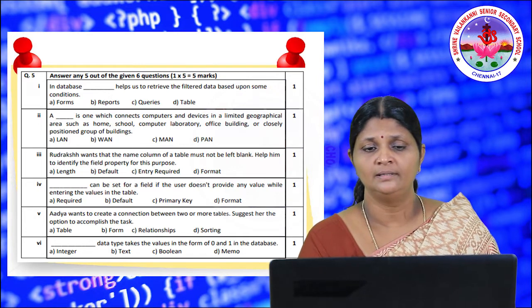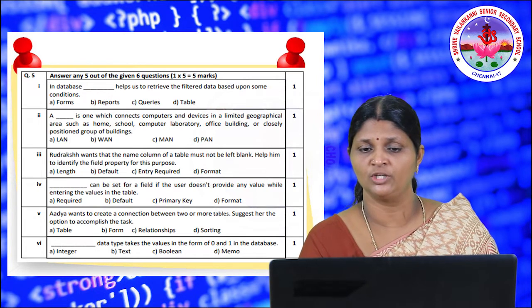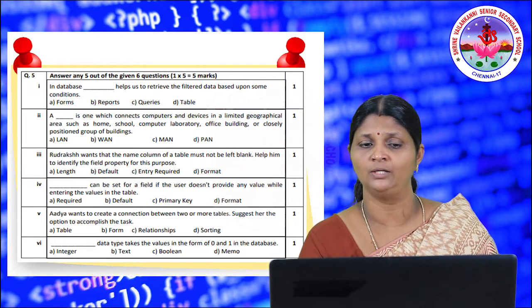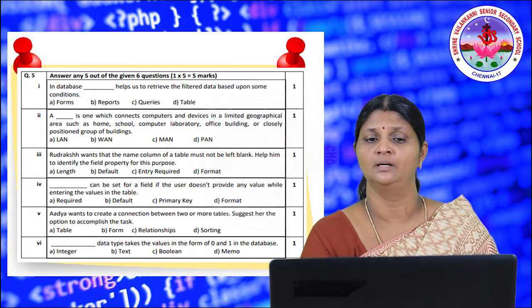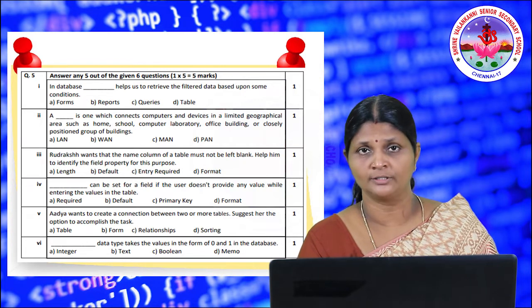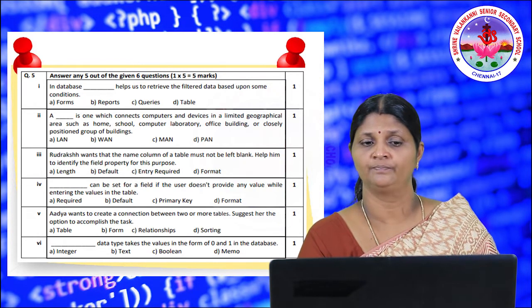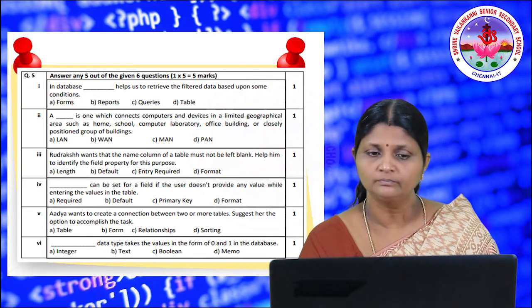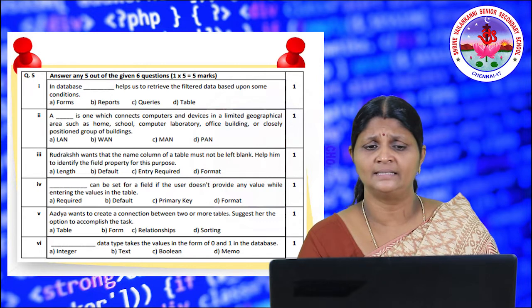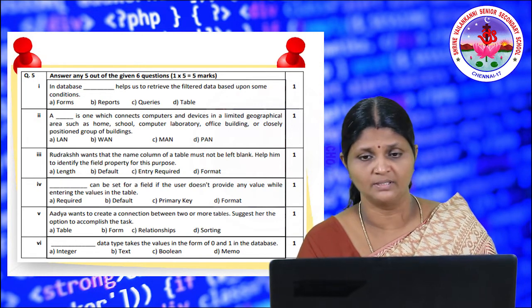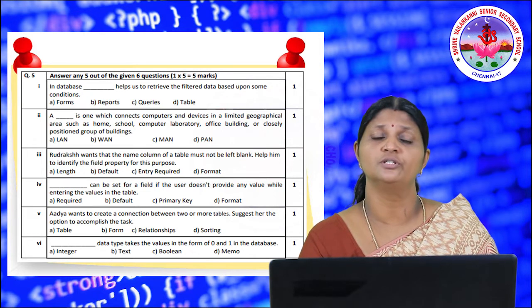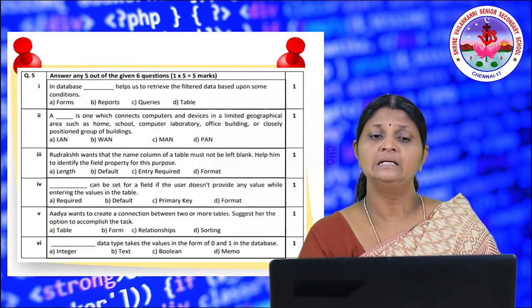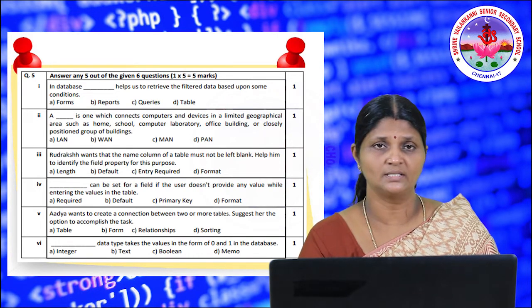Fourth question, dash can be set for a field if the user doesn't provide any value while entering the values in the table. Required, default, primary key, format. So it is default. So we have to give some default value. Fifth question, Adia wants to create a connection between two or more tables. Suggest her the option to accomplish the task. Table, form, relationships, sorting. What is it?